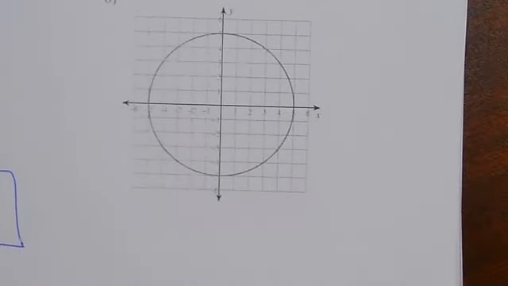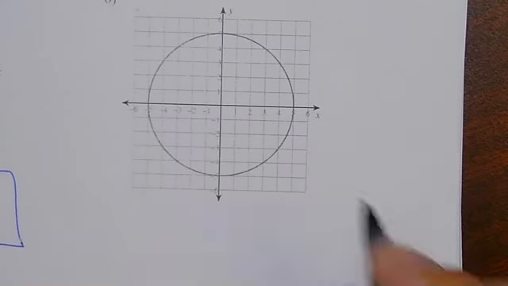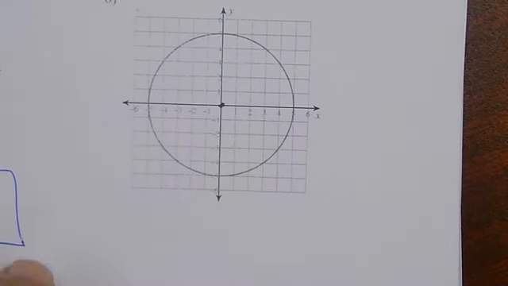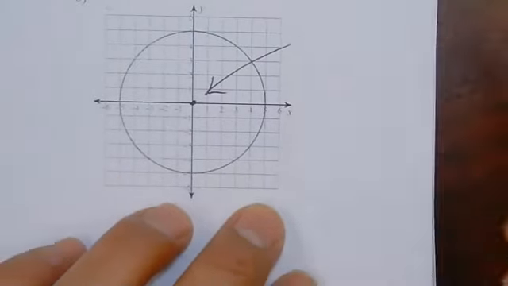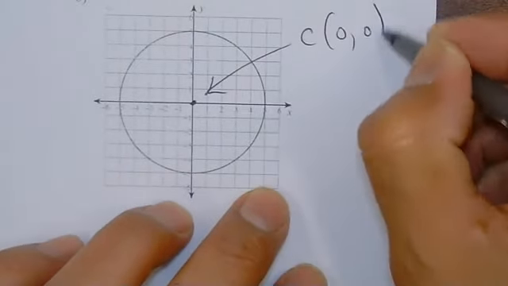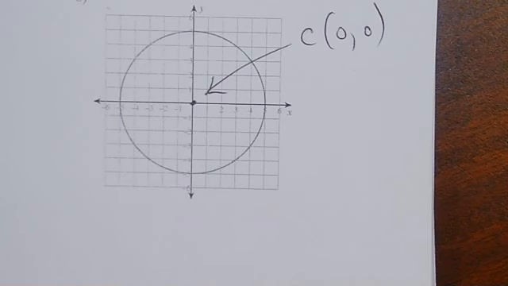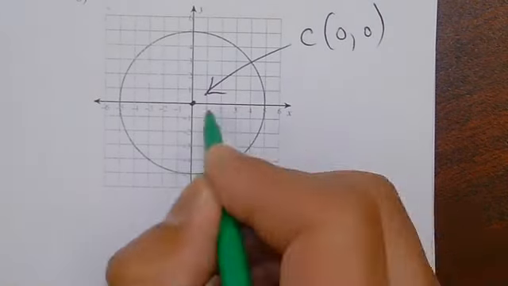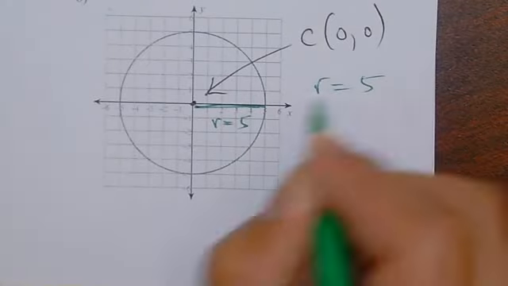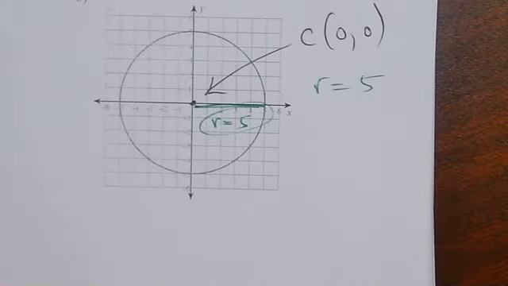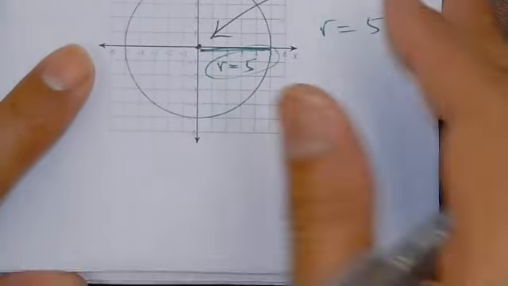I saved the best one for last. Why is this one the best one for last? Because the center is at 0, 0. Zeros are numbers, 0 is a location, 0, 0 is a location. And then the radius is 5? Okay.